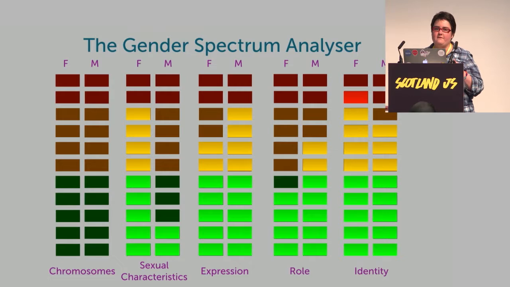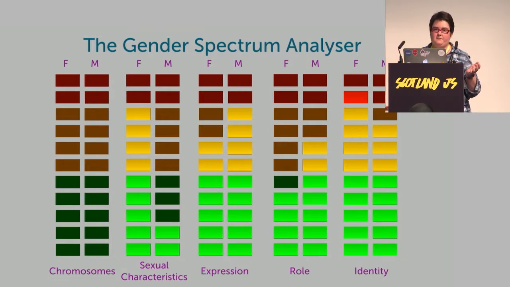What this is trying to get over is that actually gender is made up of lots of different facets. Some of them are physical, some of them are mental, some of them are social. So as you can see, we've got five pillars, I guess. And for each of these pillars, each of these is not binary either.